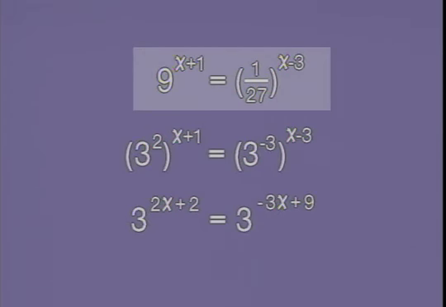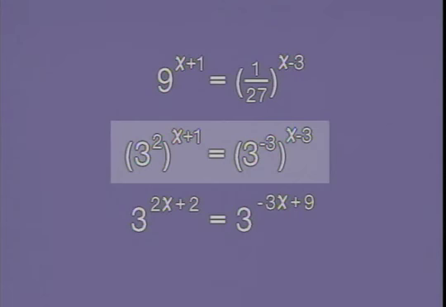Is it a power of 3? Yes, 27 is a power of 3. In fact, it's 3 to the 3rd. Well, if 27 is 3 to the 3rd, we should know that 1 over 27 is 3 to the negative 3rd power, the reciprocal of 27. And thus, we've changed the 9 in parentheses to 3 to the 2nd. We've changed the 1/27th in parentheses to 3 to the negative 3rd.